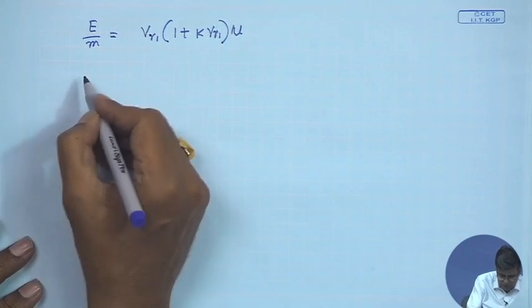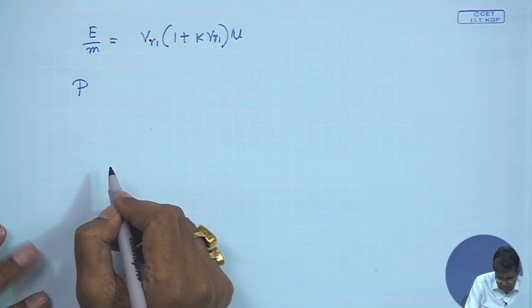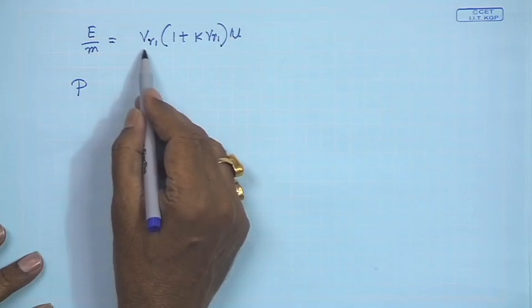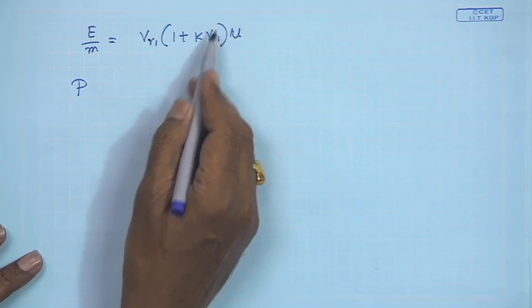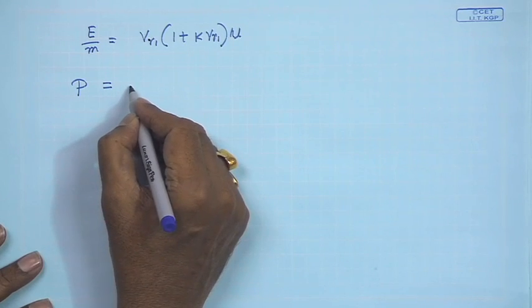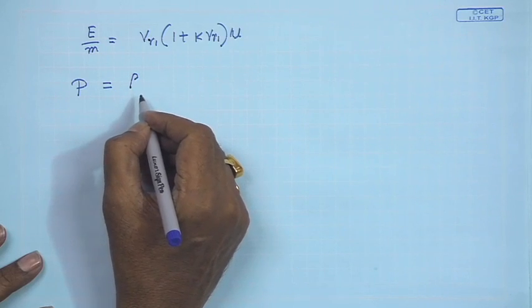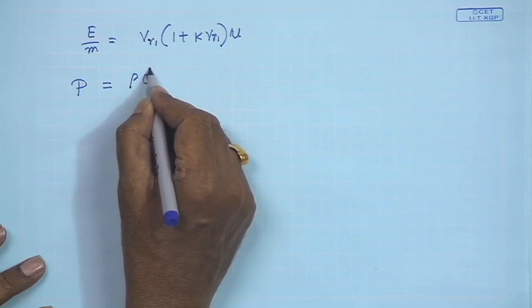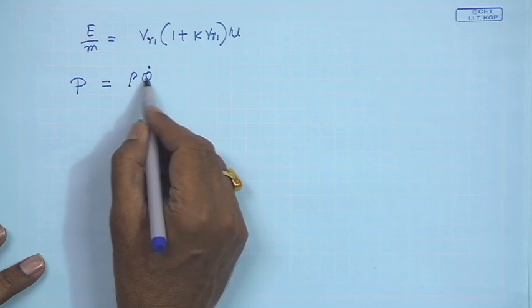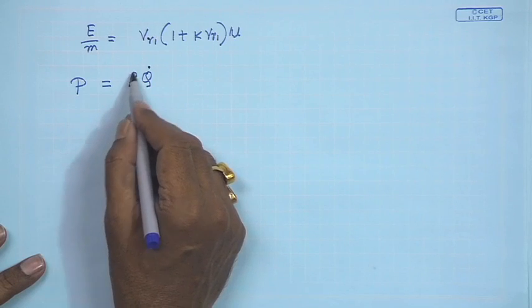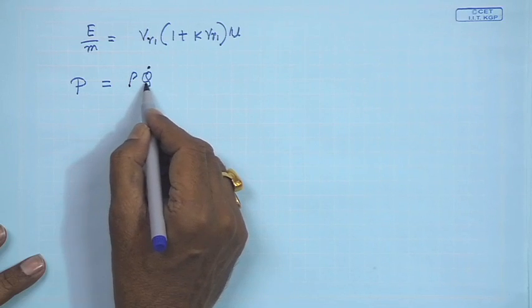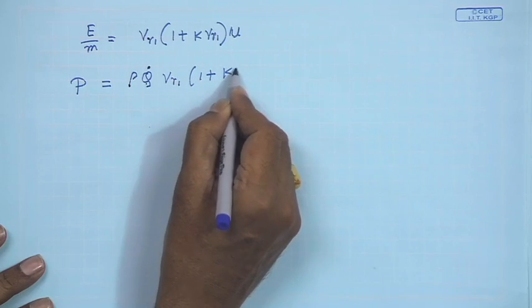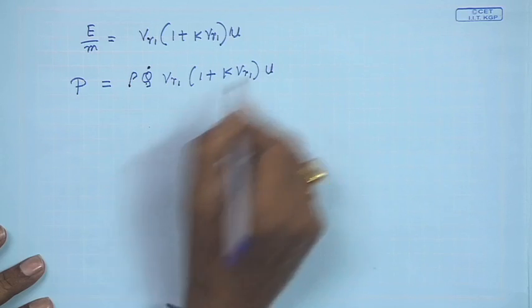Now, if we want to find out the total power being delivered to the rotor by the fluid, then we have to multiply this head given by the fluid to the rotor by the mass flow rate. And what is the mass flow rate? It is density into the flow rate Q. Usually in hydraulic machines we use volume flow rate when the fluid is incompressible. Dealing with water, we always use the volume flow rate, that is why we are writing rho Q dot instead of m dot. Rho Q dot Vr1 (1 plus K) into u.